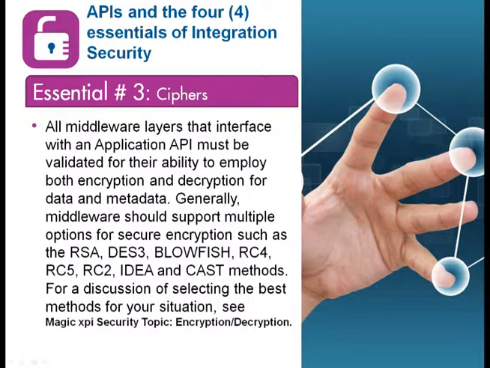Now, all middleware layers that interface with an application API must be validated for their ability to employ both encryption and decryption for data and metadata. Generally, middleware should support multiple options for secure encryption, such as the RSA, DES3, Blowfish, RC4, RC5, RC2, IDEA, and CAST methods. There are many different methods available, and we really could go into a full and deep discussion in terms of the benefits, the advantages and disadvantages of each of these encryption methods.